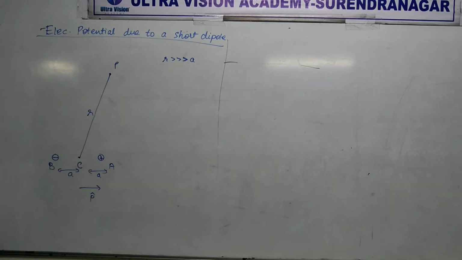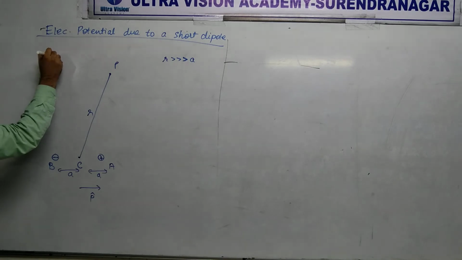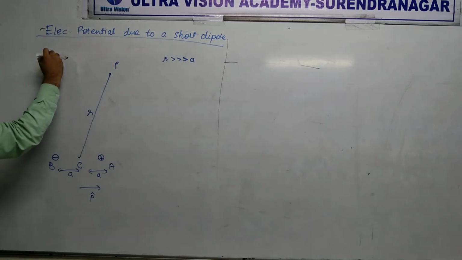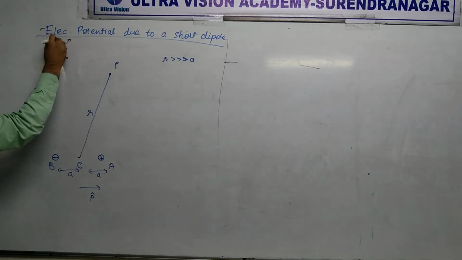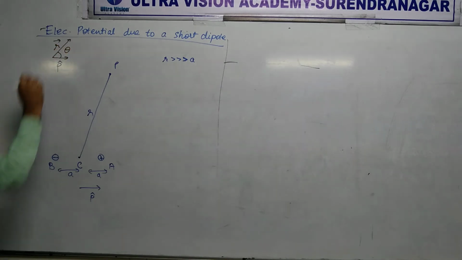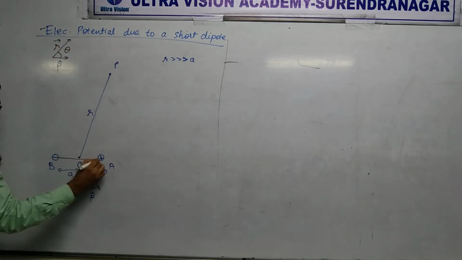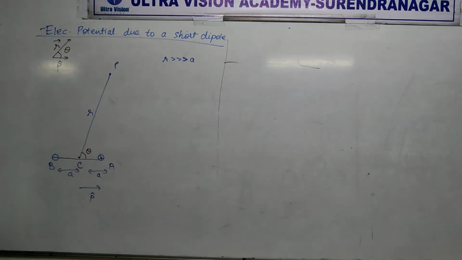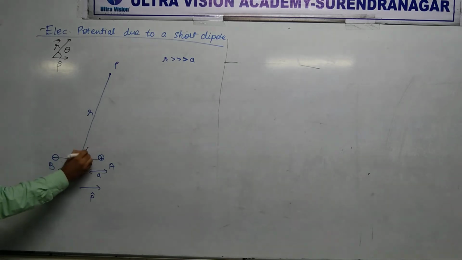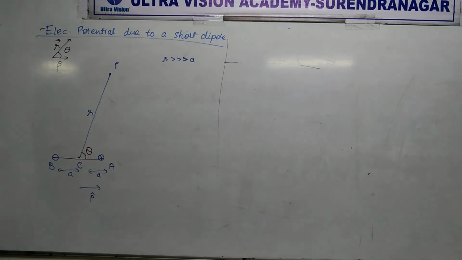Suppose the distance of C from P is r. Now, on the side, I am drawing a little diagram here. The p hat is in this direction and the r vector is in this direction. The angle between them is theta. Correct or not? Do you see that angle here? Theta. Fine. Everyone get that?